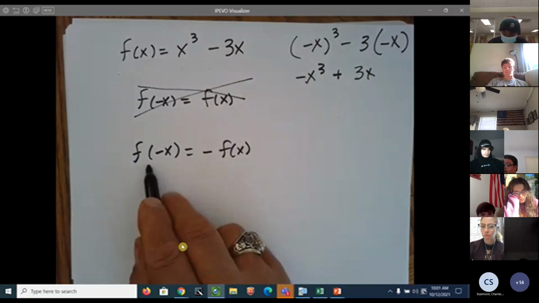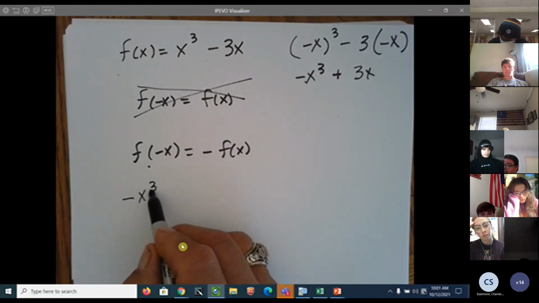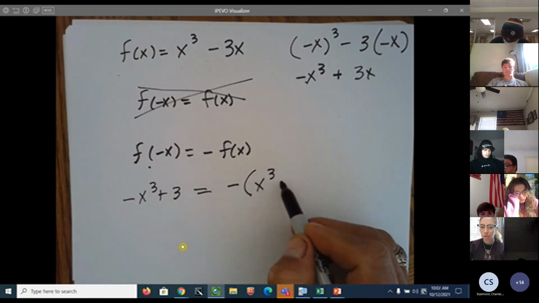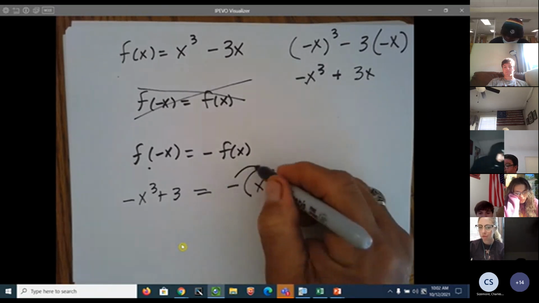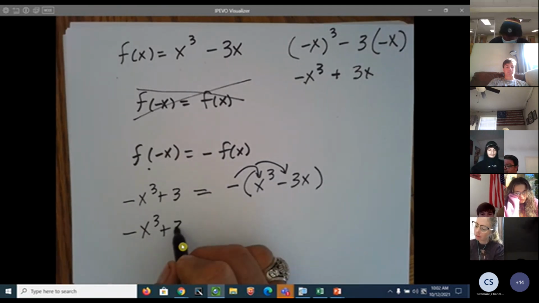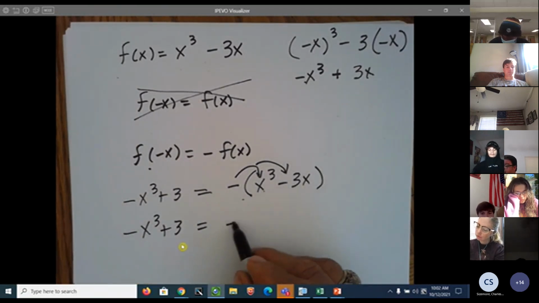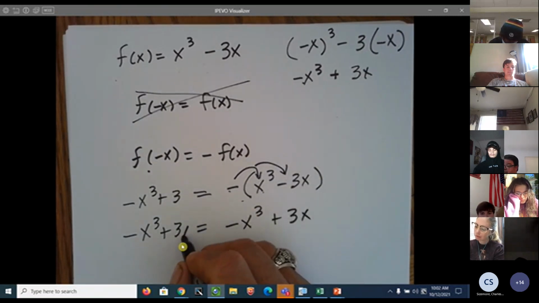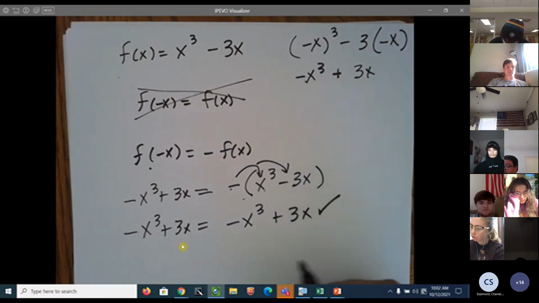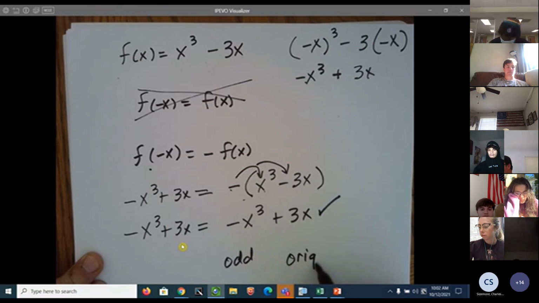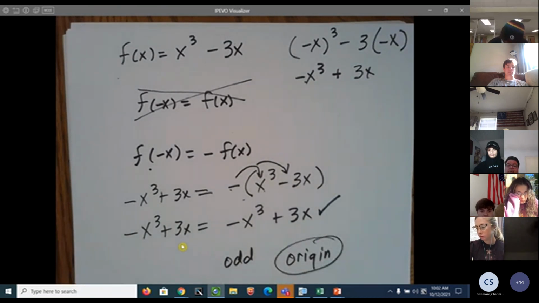And we know that this is f of negative x, so negative x cubed plus 3x is equal to negative parentheses x cubed minus 3x. So distribute that negative, and we get negative x cubed plus 3x is equal to negative x cubed plus 3x. So that does check. So we know we have an odd function, and it is symmetrical around the origin. So let's check it out on the calculator.